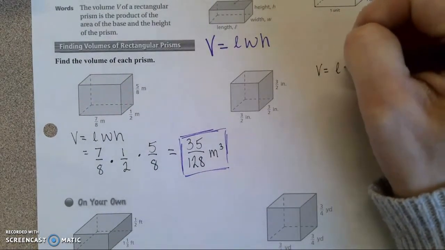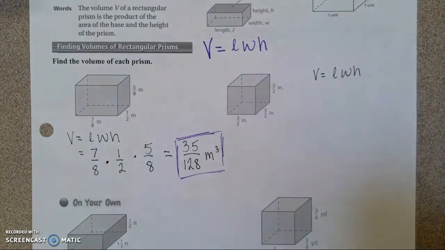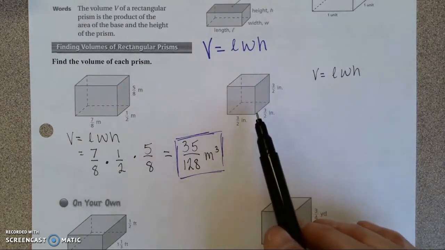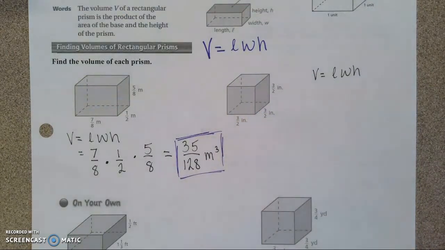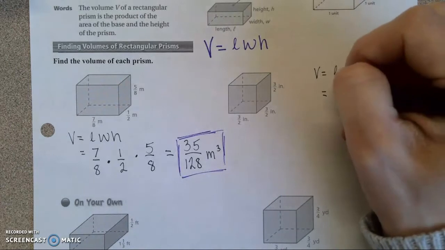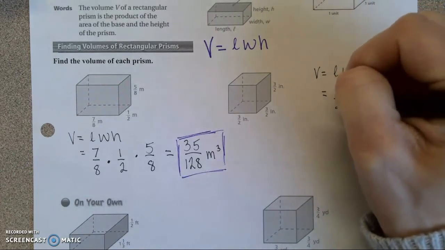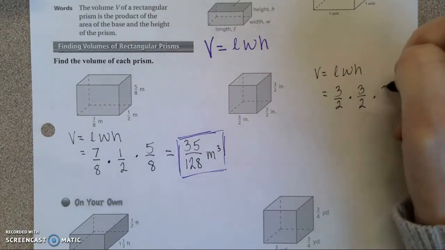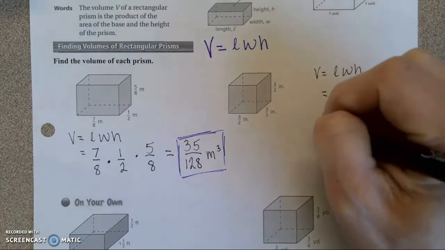So length times width times height. This one's a cube. The reason I know that is because just like a square, we know a square is a square when all 4 sides are the same. A cube has all of the side lengths the same as well. So it's like the three-dimensional version of a square. So this one's a cube, but I'm going to do the same thing. I'm just going to multiply the length times the width times the height. It just so happens that they're all the same in this case.